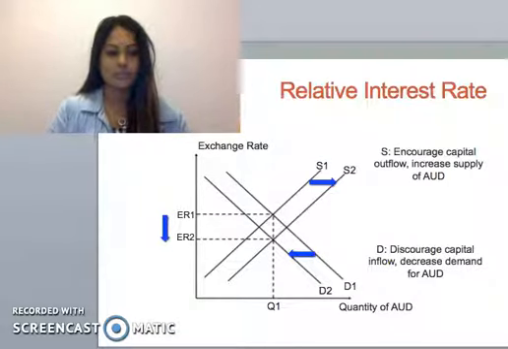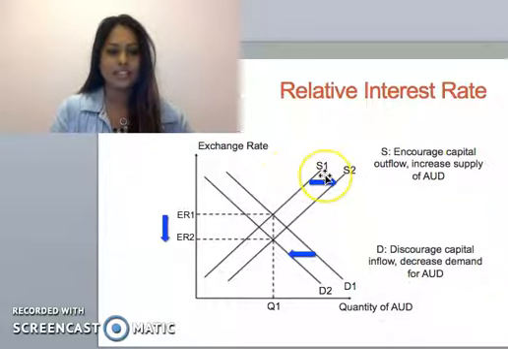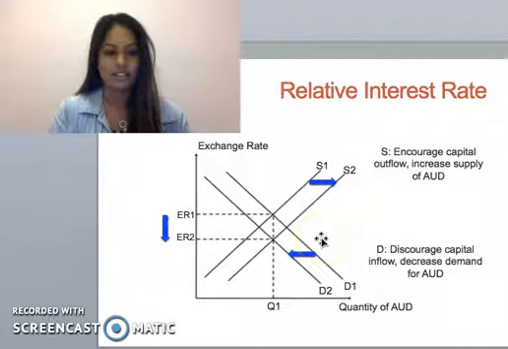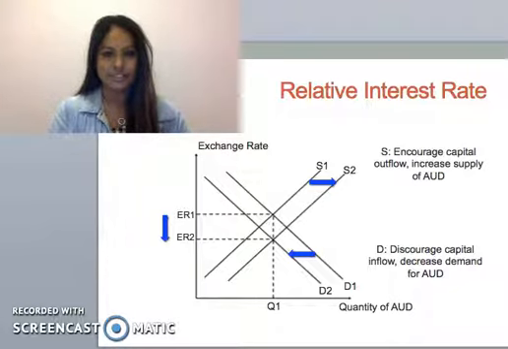So as the nominal interest rate is high with more inflation factor, it encourages capital outflow, as we can see in the graph. There is an increased supply of Australian dollar and the supply curve will shift to the right. There is a decrease in demand for Australian dollar as a result of the discouraged capital inflow, and the demand curve will therefore shift to the left. In that way, we can summarize that the Australian dollar exchange rate will depreciate against the US dollar.